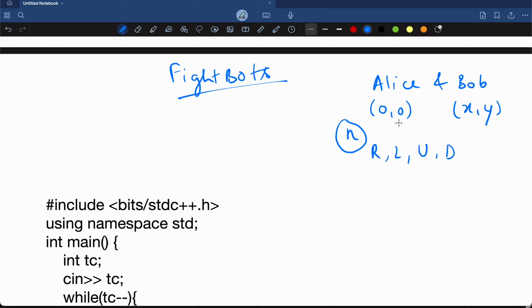The turns will start from Alice: in the first turn Alice moves her robot, then Bob moves, then again Alice, then Bob, like this. And at each turn we have to move the robot.